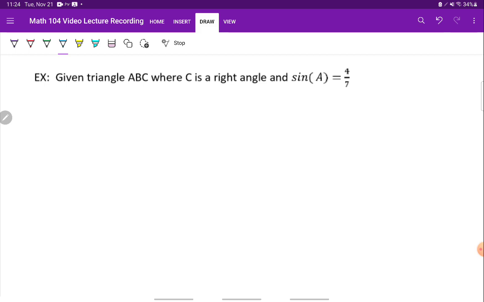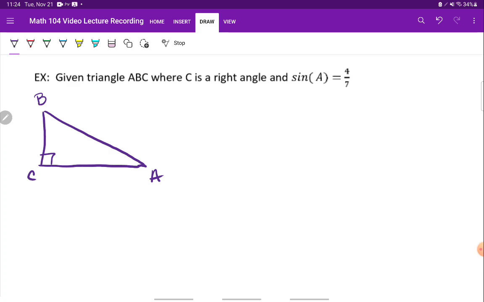This time they didn't draw the picture for us. They're telling us that we have a triangle ABC where C is a right angle and sine of A is equal to 4/7. So let's draw this and label this. If you labeled it slightly differently, like switching A and B, that's no big deal. Your answers will end up being the same, even if your diagram is labeled differently, because the opposite and the adjacent side are going to change.